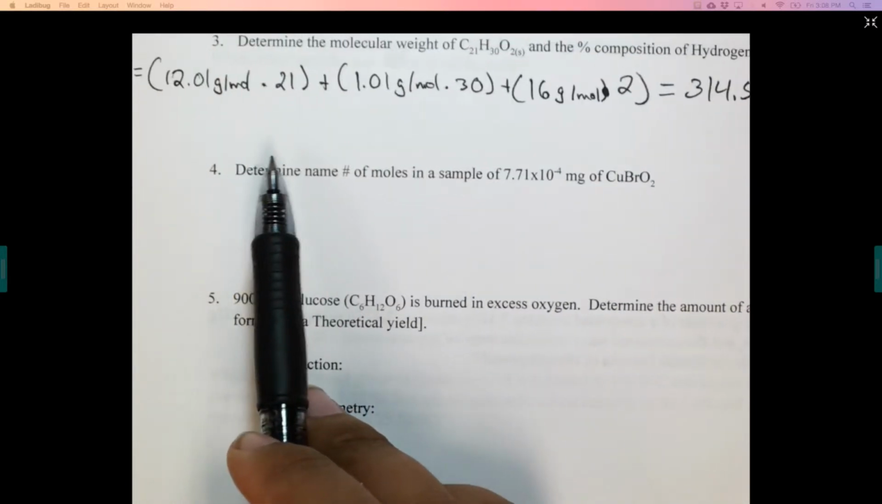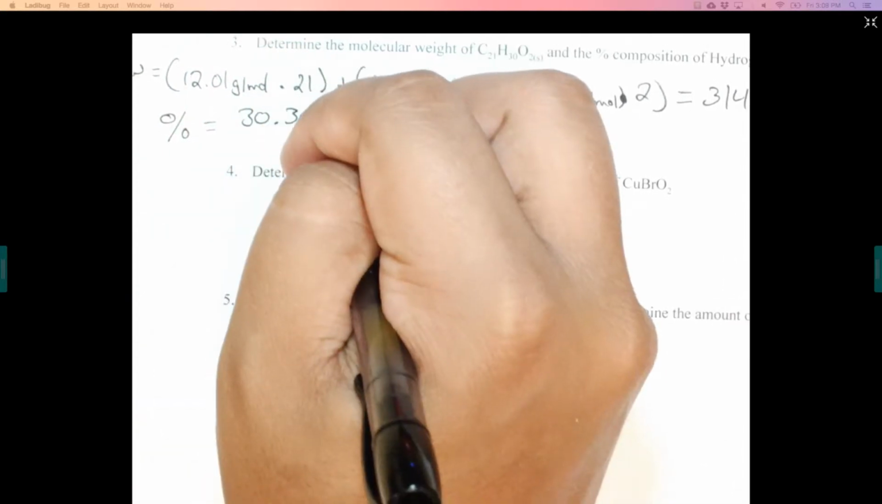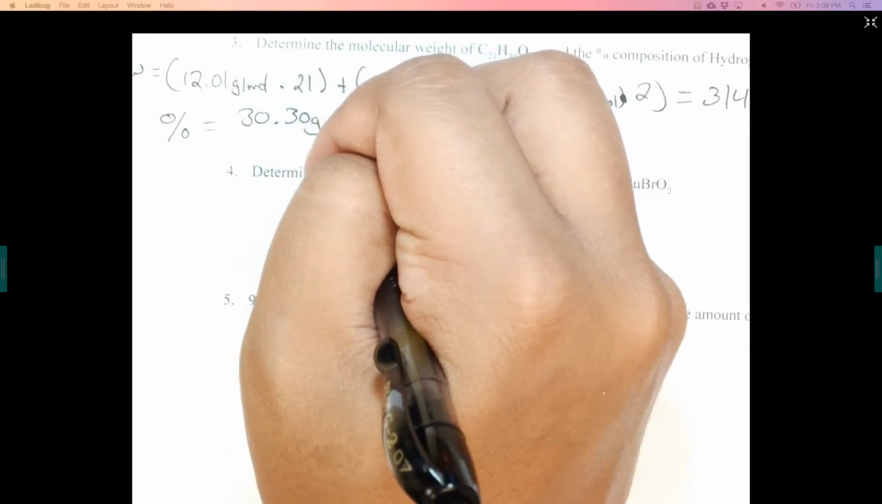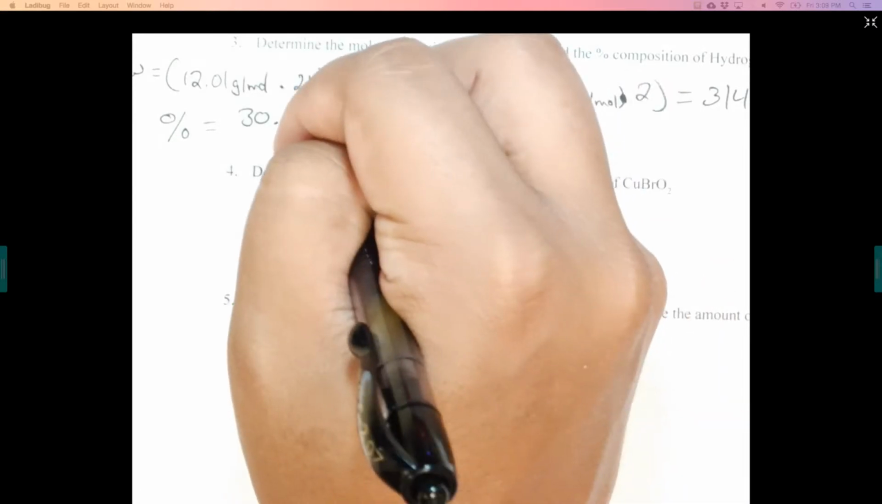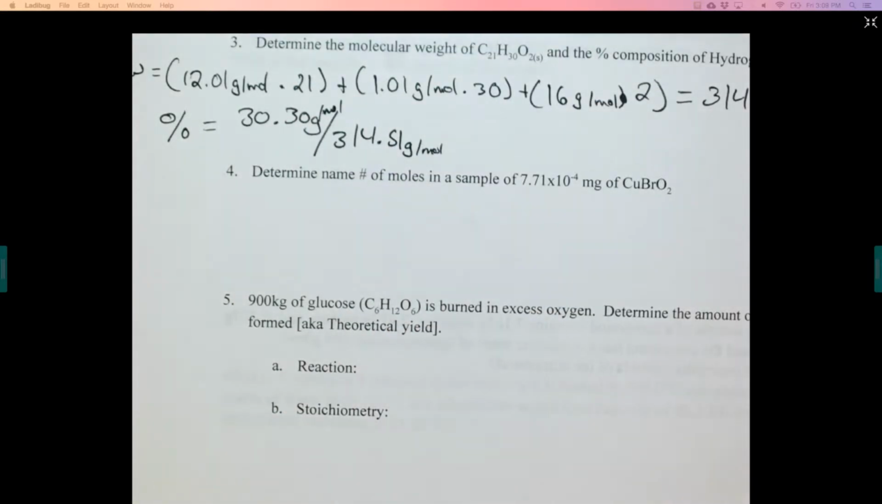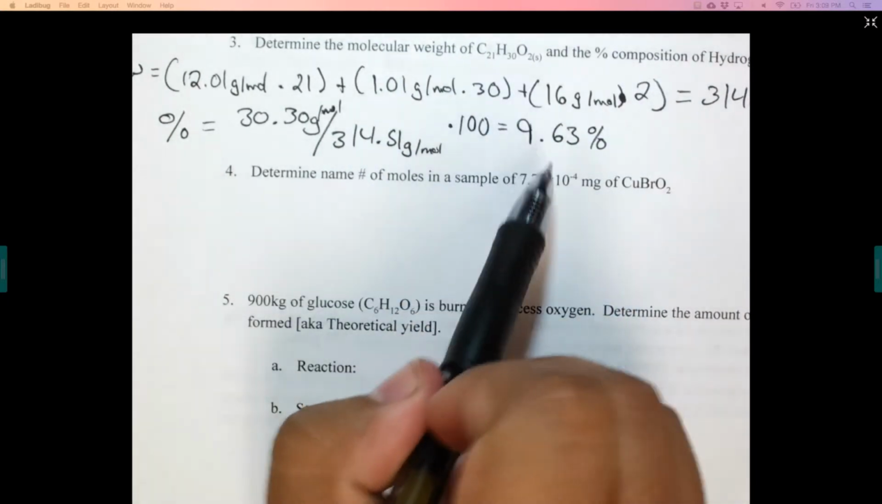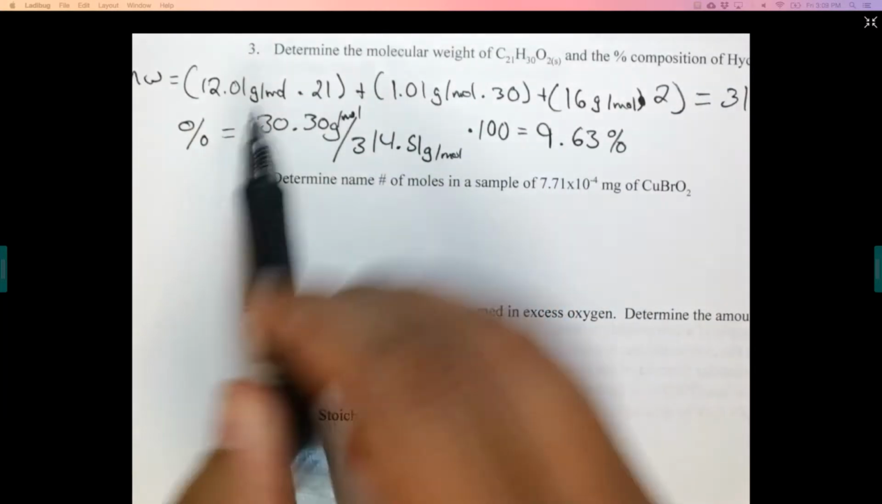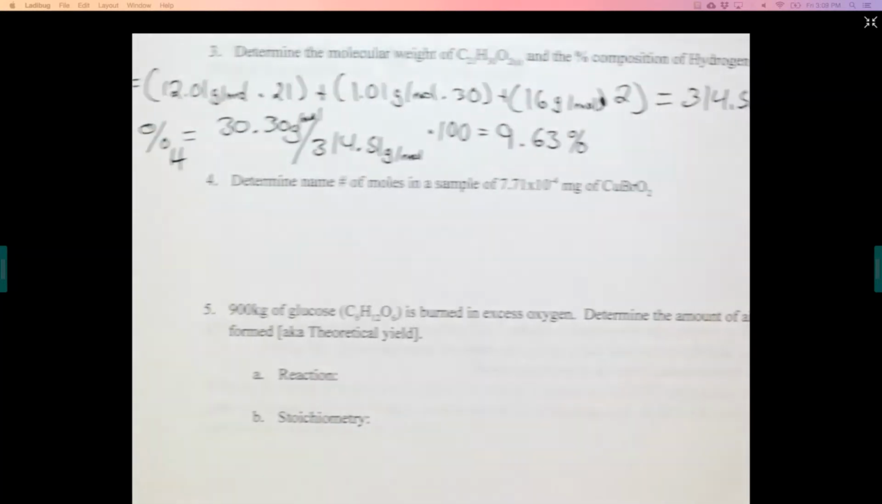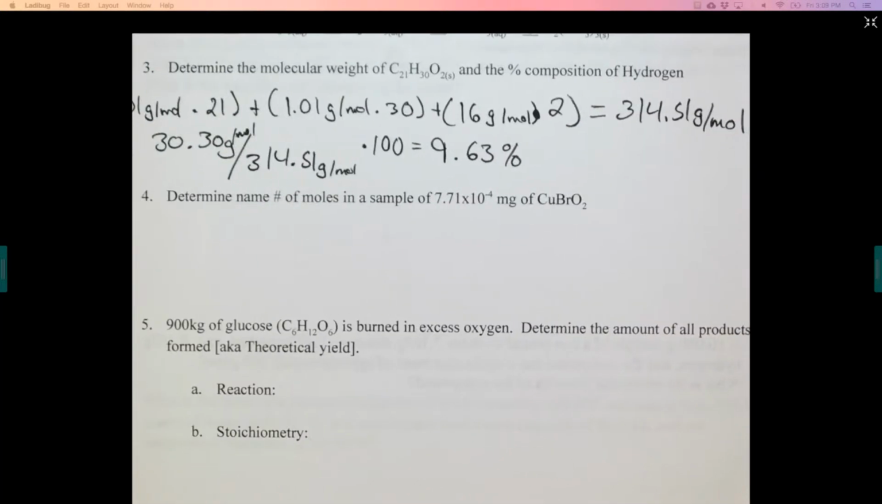Now, the percent composition of hydrogen, however, is equal to 30.30 grams all over 314.51 grams, and this is still really grams per mole because our units are going to cancel, and this needs to be multiplied by 100, and that is equal to 9.63%. So 9.63% of our compound is hydrogen. So that is the determination of molecular weight and the percent composition done there.